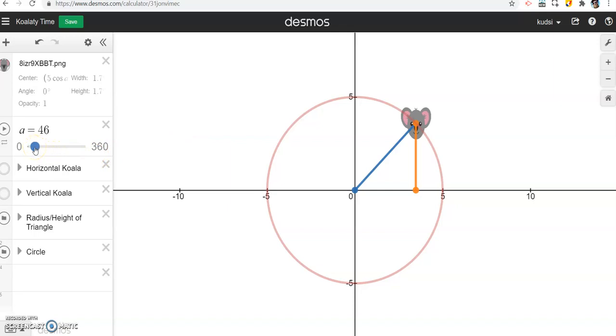Okay, we've gone over that in a different video. We don't have time to go over that all again. We're not going to go back into the triangles. We're just going to focus on the graph.